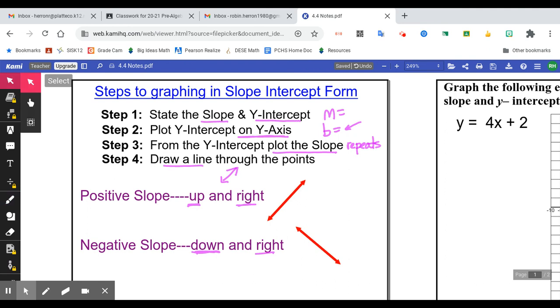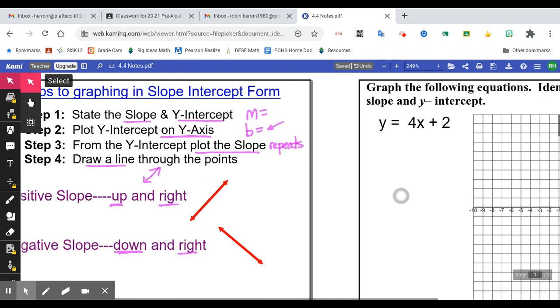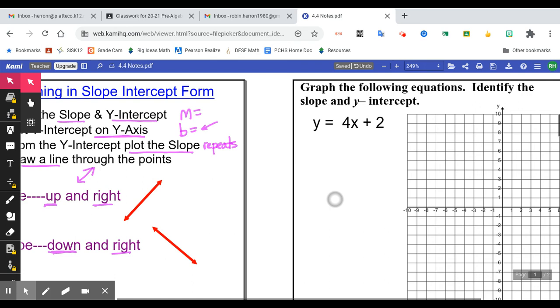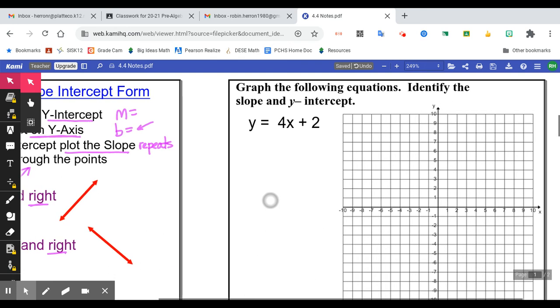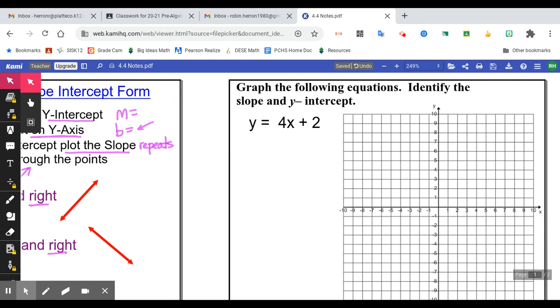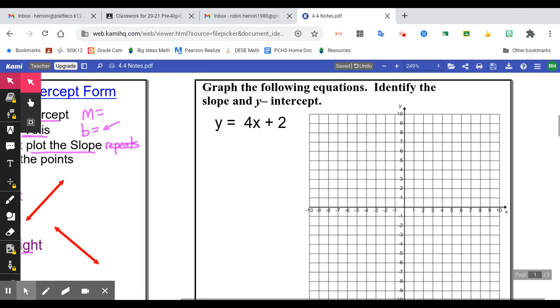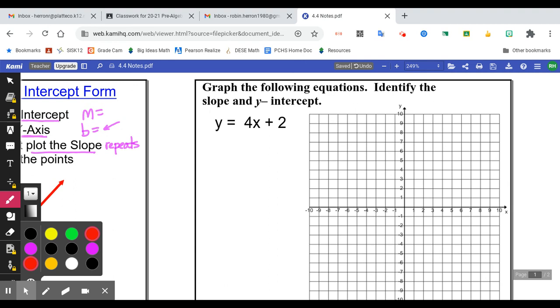Okay, let's keep this in mind as we go to the next part. So, look at those steps over there. The first one was to identify the slope and the y-intercept. So let's look at this equation and say, what is our slope and y-intercept? Well, my slope is going to be 4 and my y-intercept is 2.